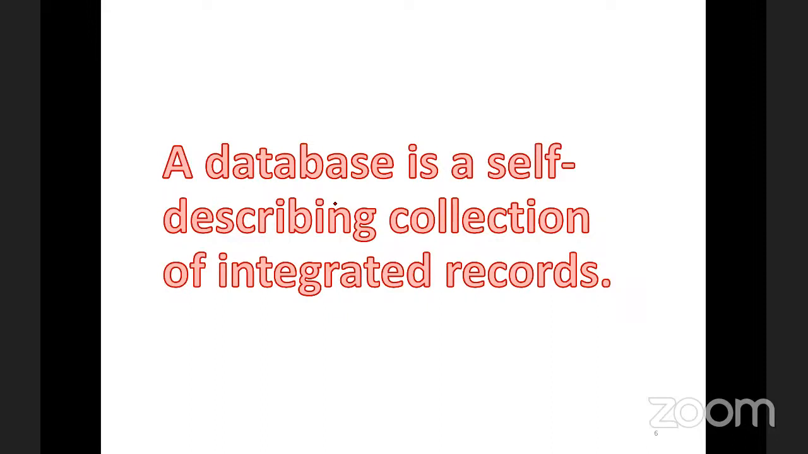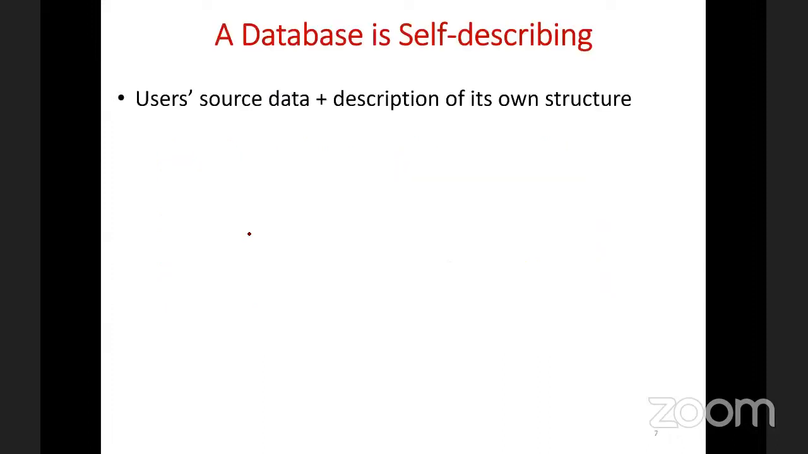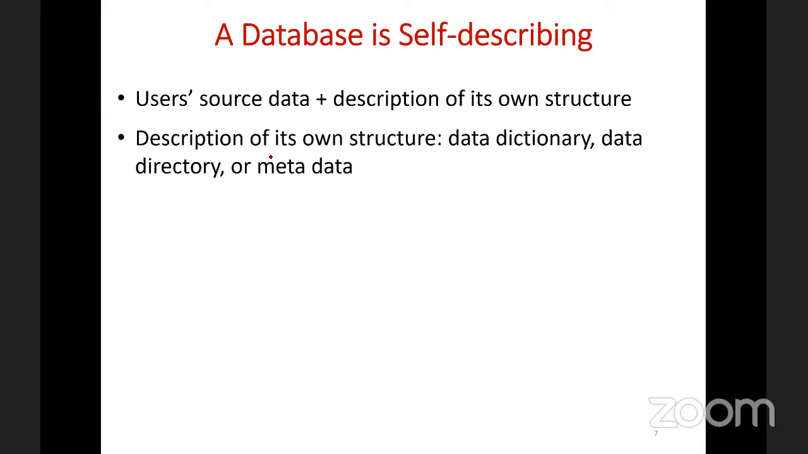A database is a self-describing collection of integrated records. If you look carefully, this definition has two parts. One part says that a database is self-describing. The second part says that a database is a collection of integrated records. What does it mean? First, your database is self-describing. As you know, the data dictionary is also there, so the data is there along with the database, and the description of that database is also there: a description of its own structure.